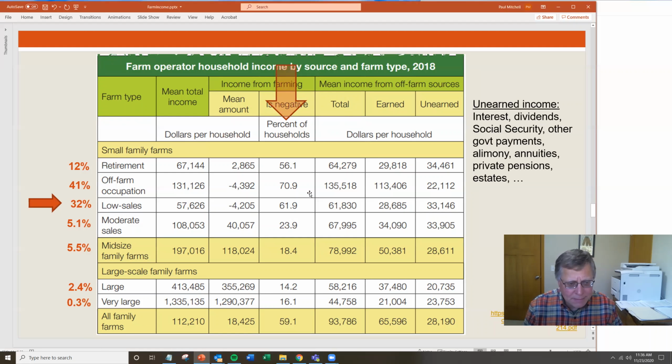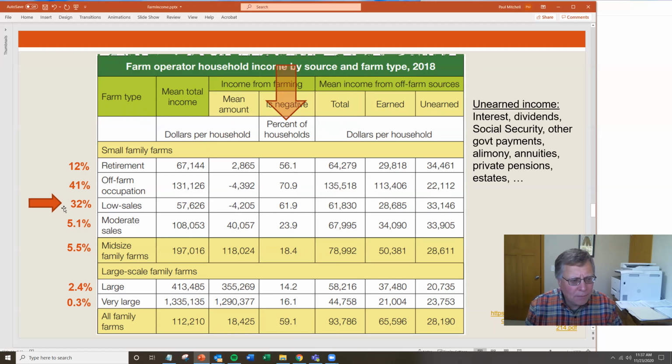So we've emphasized in this part here how many of these farms, even with these really large averages or really large medians for these large farms, still a number of them are losing money. Even these off-farm income farms are losing money. 71% lost money in 2018 as a farmer. They were subsidizing it with their off-farm income.